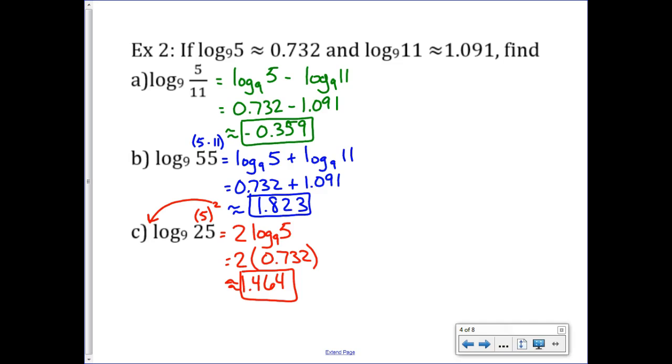Now I want to show you why this power property works, so we can pull it out front. If you look, we also could write that 25 as the log of 5 times 5, right? So then you would have the log of 5 base 9 plus the log of 5 base 9, which also would be 2 times the log of 5 base 9. It would give you that same value. So that's another way to look at why that exponent works, to pull that out front and multiply.